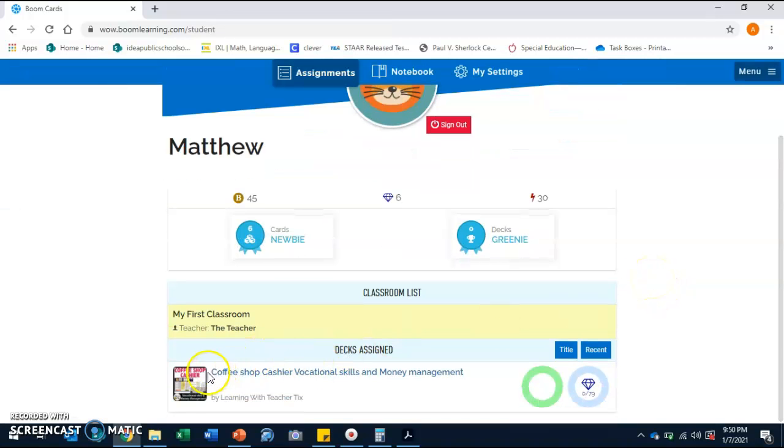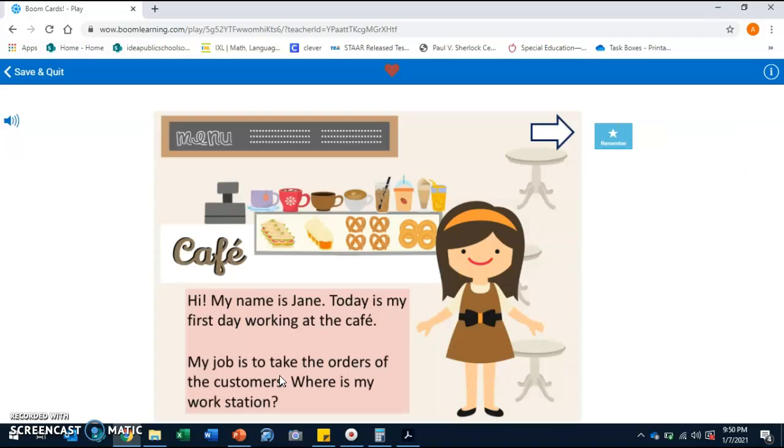Once you sign in, you should see this in the bottom that says coffee shop cashier. You're going to click on it. This is like a little game. You are going to be working at a cafe today, and you will have customers, and they're going to give you their orders, and you're going to get it for them, and you're going to find out the total of all the items they bought. They will give you change. You will provide the correct change for them and give them their items. So that's what you're going to be doing today.